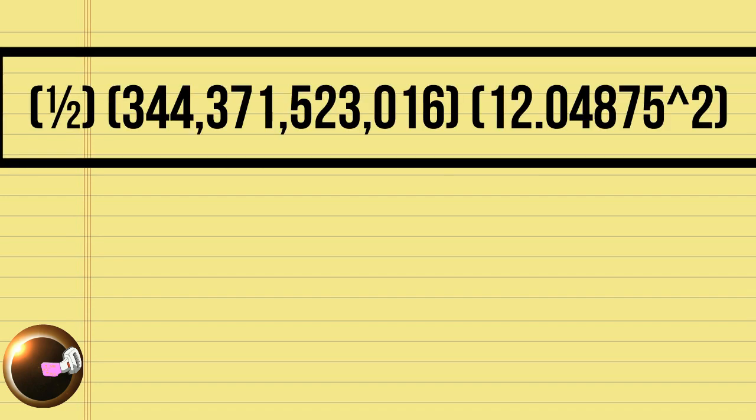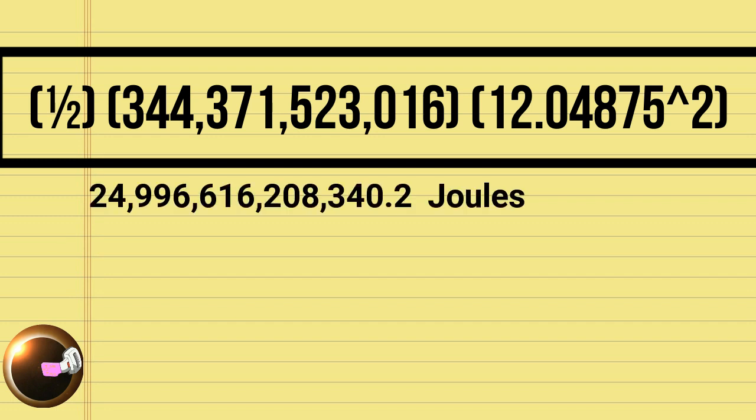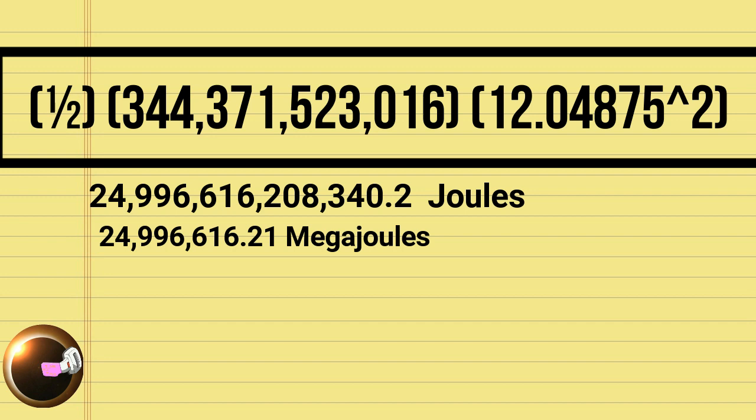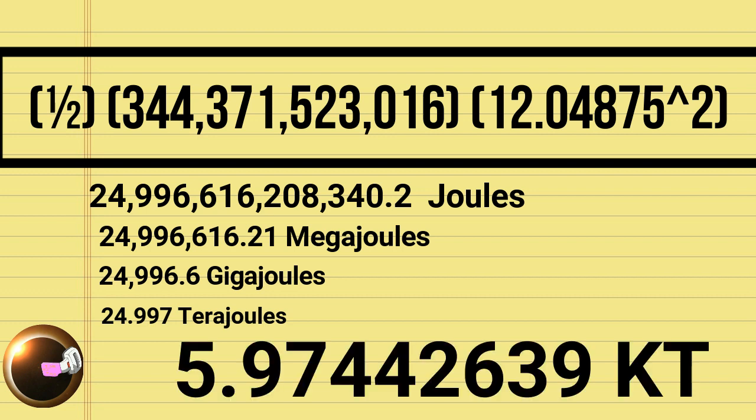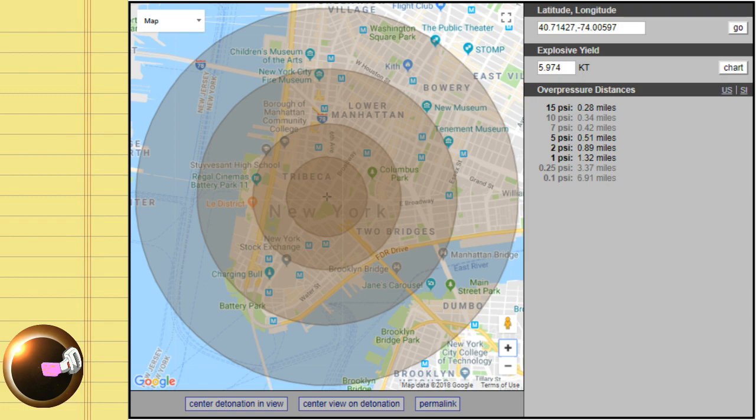Finally, what all 5 of you who are watching this are waiting for, we can put these into the kinetic energy formula as 1/2 times 344,371,523,016 times 12.04875 squared, and we get an answer of 24,996,616,208,340.2 joules, or 24,996,616.21 megajoules, or 24,996.6 gigajoules, or 24.997 terajoules, or about 5.97 kilotons of explosives, which is what our handy simulators use to simulate the result of an impact this energetic.